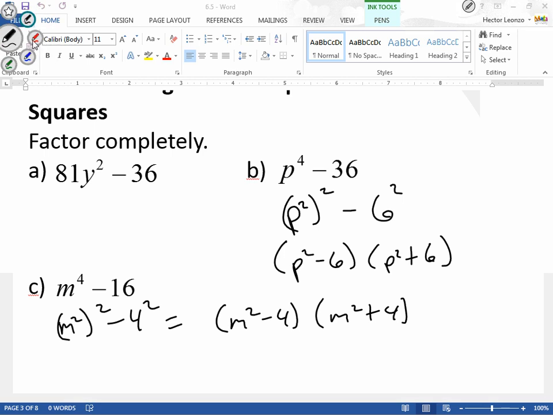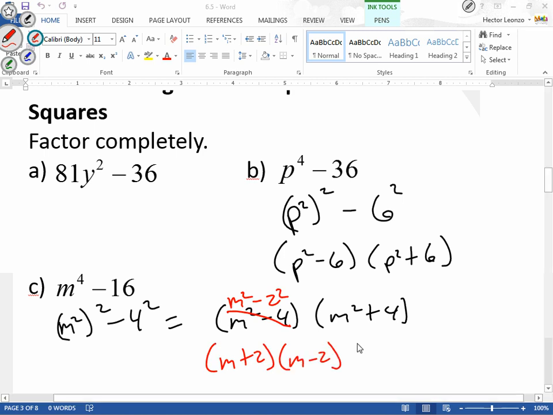But I see that my first parentheses, m squared minus 4, can be seen as m squared minus 2 squared. So notice I have a difference of the squares again. So from there, I'm going to have m plus 2, m minus 2, and then m squared plus 4.